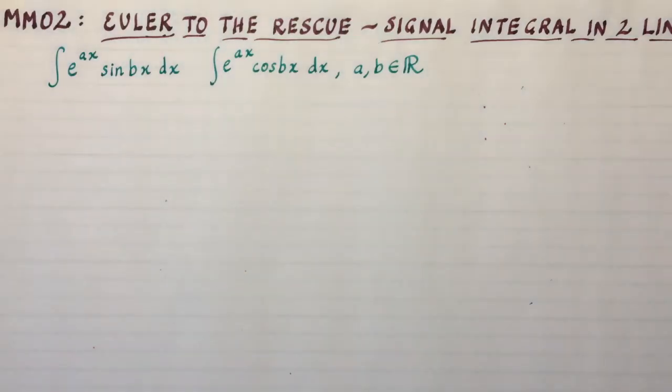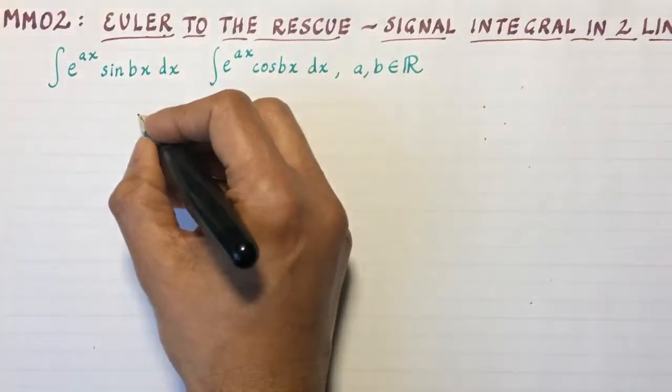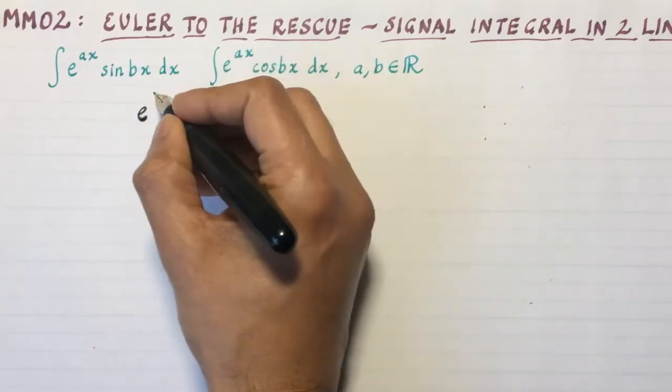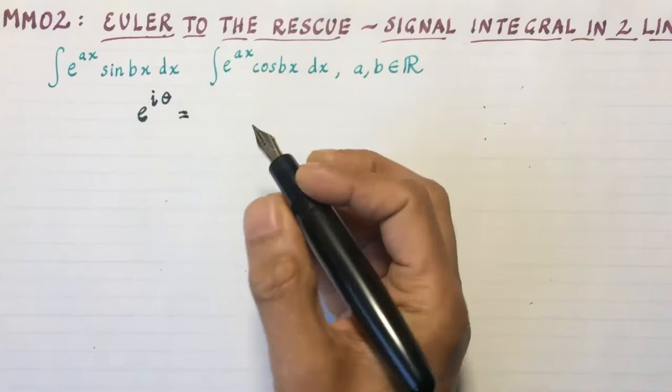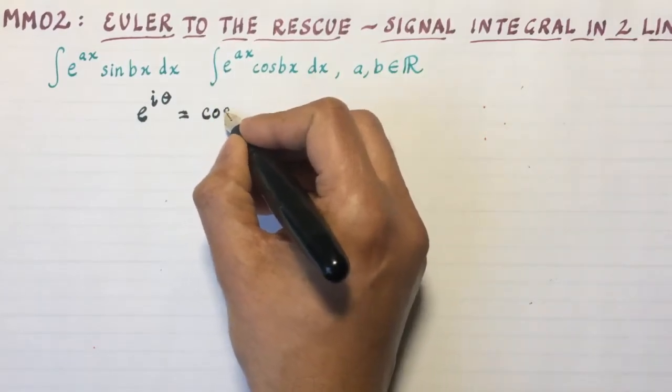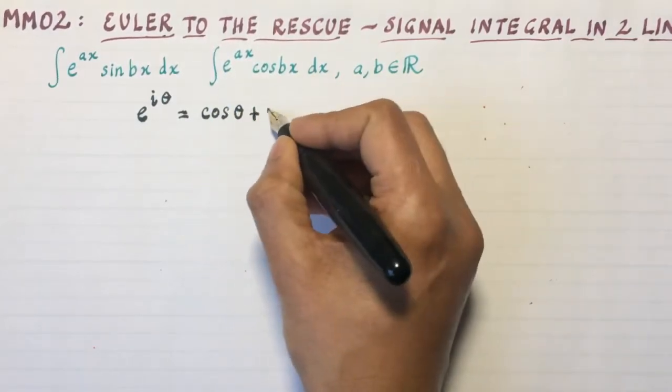I will show you a way of doing these integrals in just 2 lines, and as a payoff you'll get to do both sine and cosine with the same amount of effort. So that's the power of Euler's great formula. Let's recall what that is. It is e to the i theta is equal to cosine theta plus i sine theta.